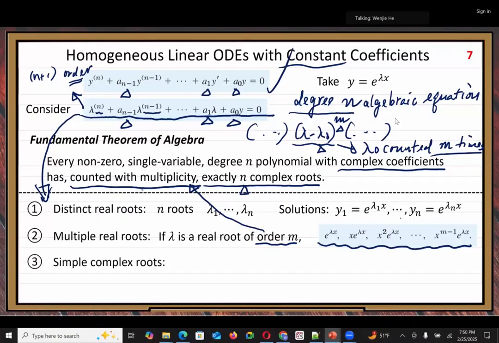Type 3, simple complex roots. This time, complex. Simple complex: conjugate pair. So here, you may have conjugate pairs. I will talk about this conjugate issue after I complete these 4 types of solution.